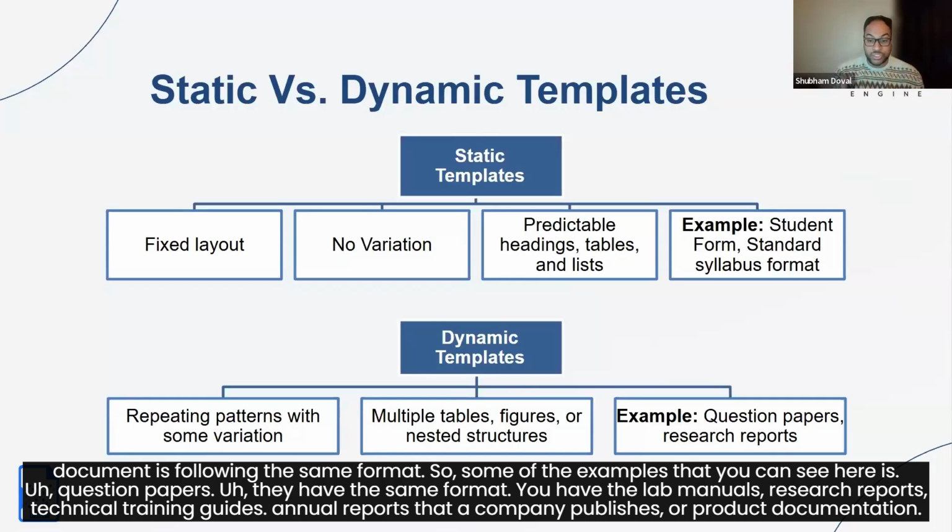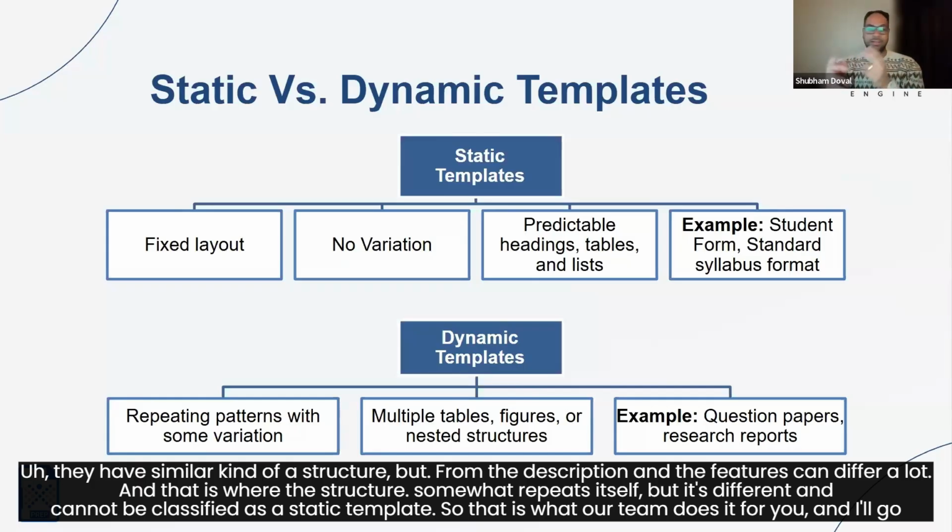You have the lab manuals, research reports, technical training guides, annual reports that a company publishes, or product documentation. They have a similar kind of structure, but product description and the features can differ a lot. That is where the structure somewhat repeats itself, but it's different and cannot be classified as a static template. So that is what our team does for you.